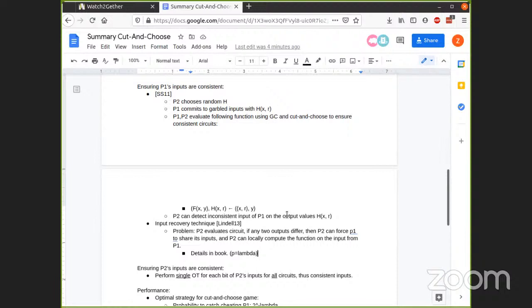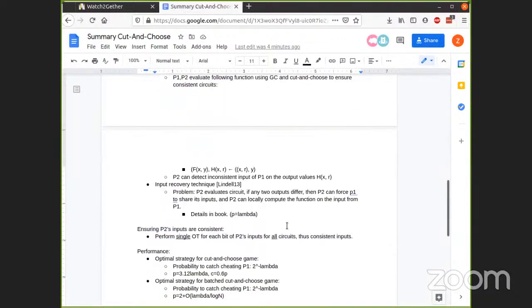Oh, okay. So this gives improvement and also ensures P1's inputs are consistent, like for free. Exactly. So instead of this 3.12 lambda thing, it's just lambda that you need to choose for P in this case as a parameter.